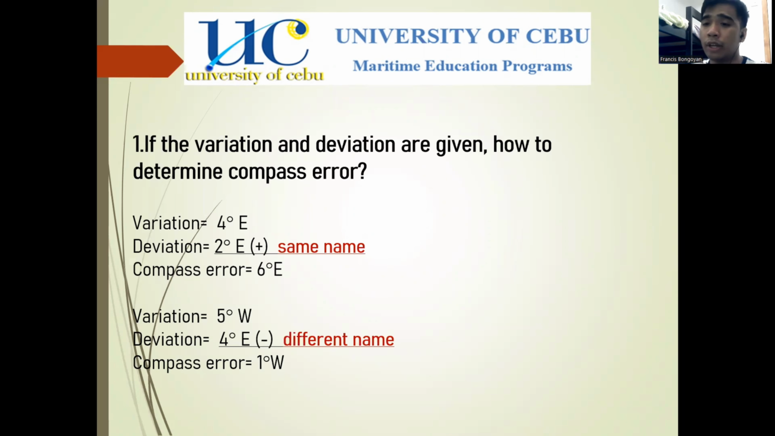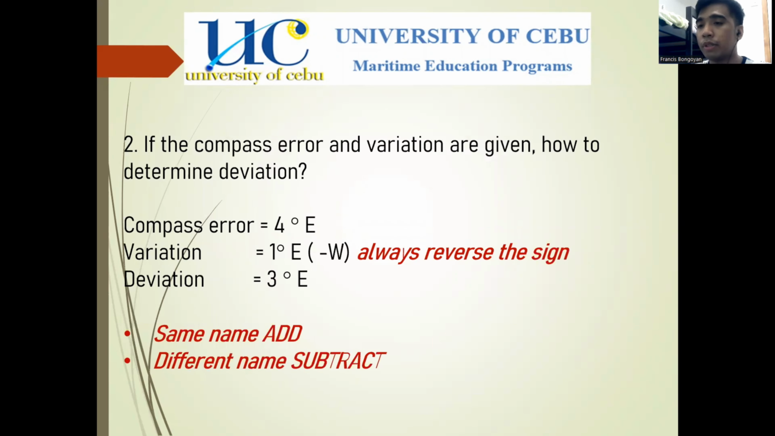Another example, if the variation is 5 degrees west and the deviation is 4 degrees east, so if it is a different name, the compass error is 1 degree west. We must subtract. Next, number 2, if the compass error and variation are given, how to determine the deviation?